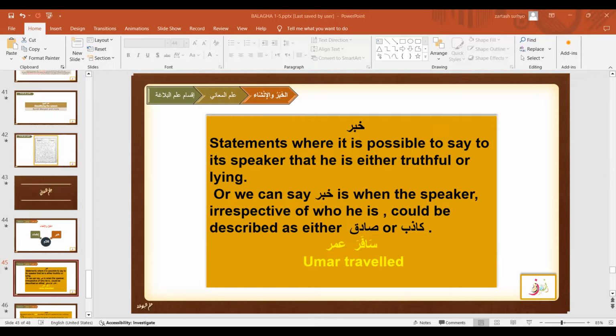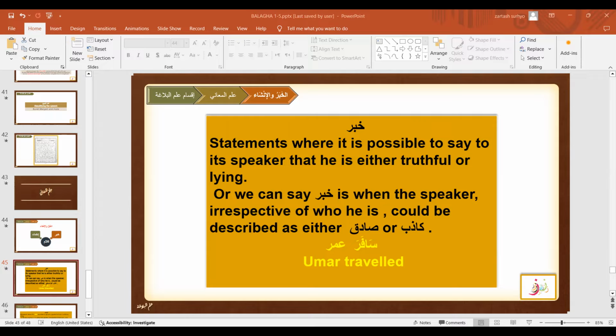So it is the general rule that if you have this information, if someone is telling you something, then there is a possibility. If you find there is a possibility to say whether he's a liar or not, then you can say it is a khabar. Likewise, the sayings of the Prophet sallallahu alaihi wasallam.